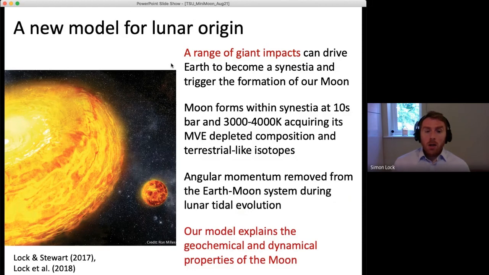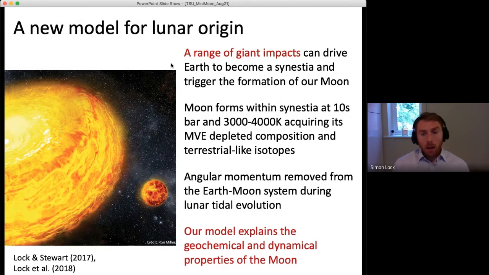So in conclusion, we are proposing a new model for lunar origin. There are a range of giant impacts, not just the types that were proposed in 2012, but a much wider range of impacts that need to be high energy, high momentum impacts that can basically trigger the Earth to become a synestia and trigger the steps for the formation of the moon. In a suitable synestia, the moon forms within the synestia, surrounded by tens of bars of silicate vapor at several thousand Kelvin, and that baking sets the moon's moderate volatile element composition and gives it its terrestrial-like isotopic composition.